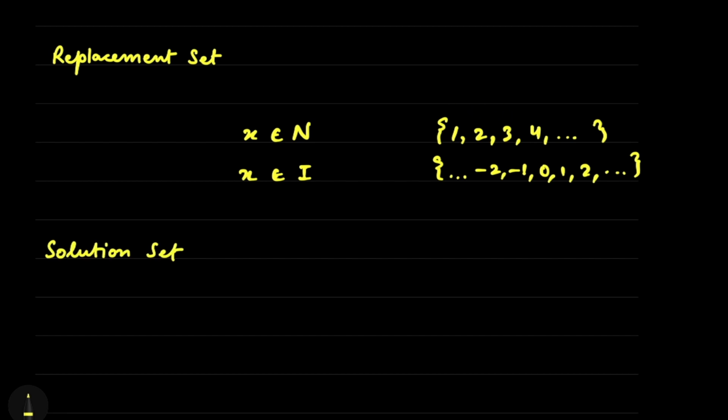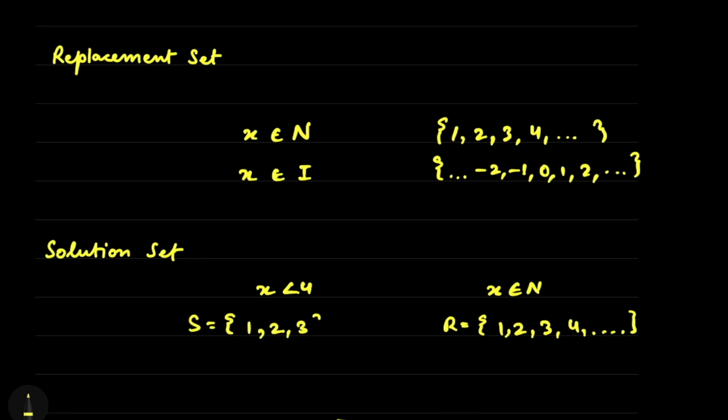Next, we have the solution set. A solution set is something which, when we replace the variable from it, makes the inequality true. So say we have an inequality x is less than 4, and our replacement set is x belongs to natural numbers. In such a case, our replacement set would be 1, 2, 3, 4, 5, and so on, whereas our solution set would be x belonging to N, but the solutions would only be 1, 2, and 3. So that's how our replacement and solution sets work.